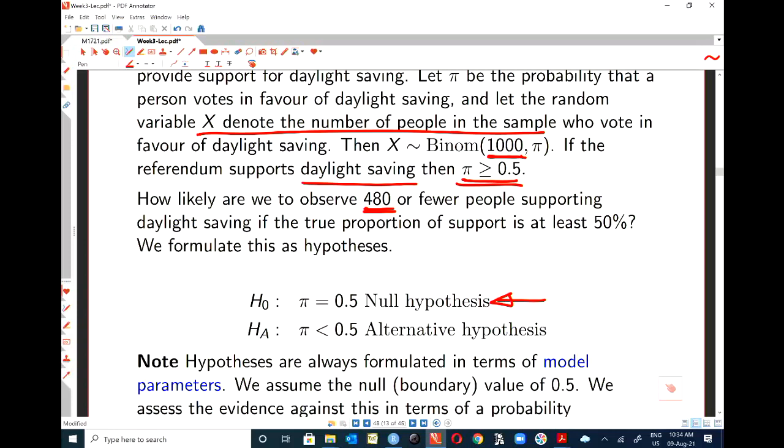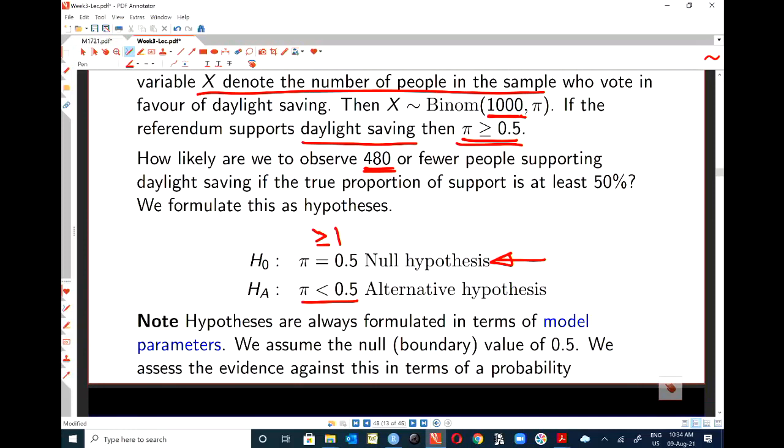So the boundary value is 0.5, so that's my equal value. You could say bigger than or equal to, but usually the equality is enough for the null hypothesis. And my alternative is there's no support for daylight saving, so this pi is less than 0.5. Of course, I'm looking to see whether there is support in the population for daylight saving. Currently, there isn't support. I haven't got daylight saving, and that's why my hypothesis should be this way.